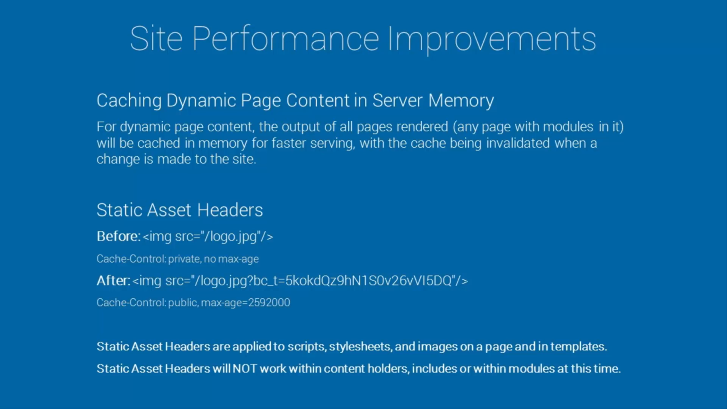One limitation at this time is that BC will only append this unique identifier for assets directly in your page or templates. If you have assets contained in content holders, includes, or within modules, these unique identifiers will not be appended. There are some workarounds, and if you're interested in learning about that, you can go check out our other video tutorial on this topic.